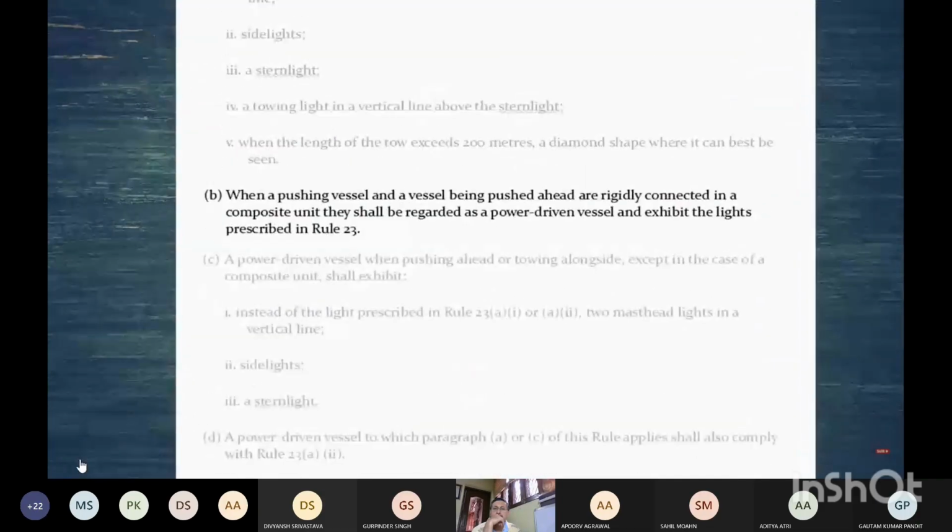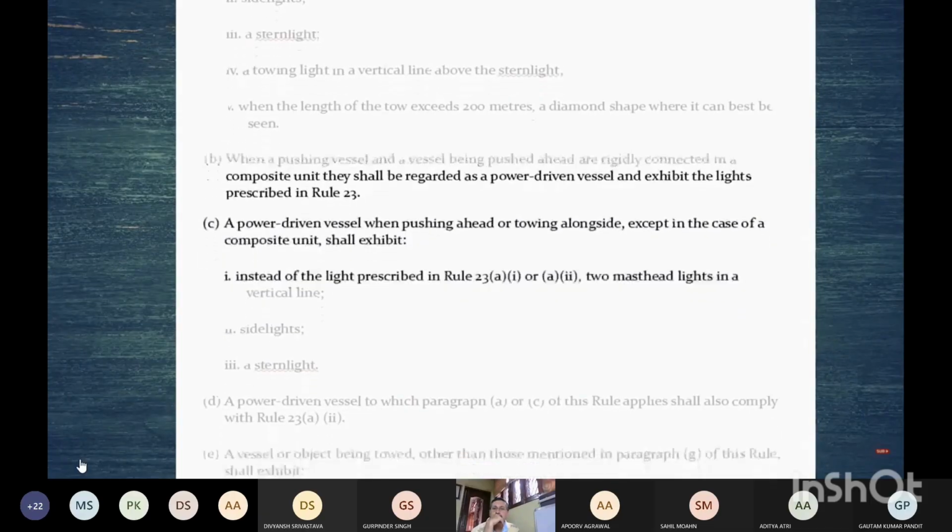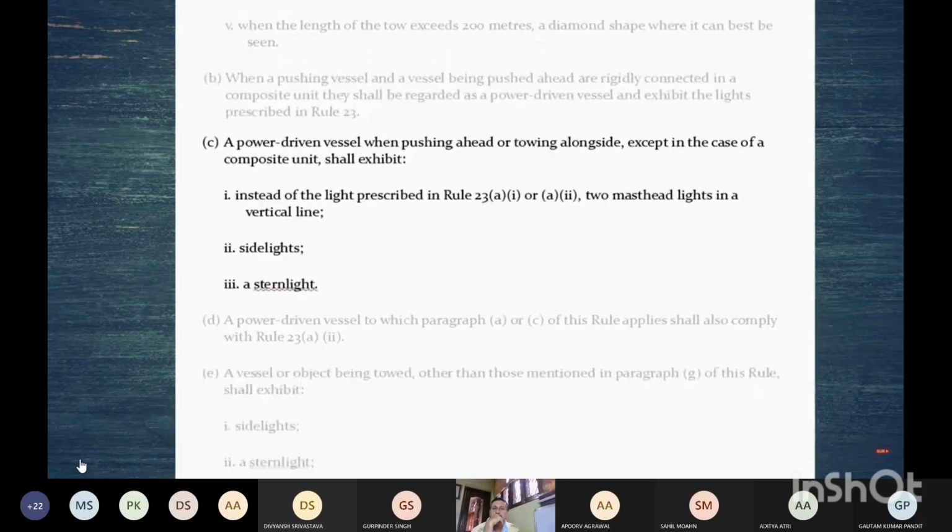Next, we're talking about pushing vessels that are rigidly connected to the thing they're pushing. And in this case, they've got to show just the lights of a power-driven vessel. So they've not got to show anything different if they're rigidly connected together. If you're pushing ahead or towing alongside, unless you're in that composite unit, you just need to show 2 masthead lights in a vertical line. There is no option for that third masthead light. In this case, you can only show 2, so there's nothing extra indicating length. In addition, side lights and a stern light, and you notice there's no towing light here.